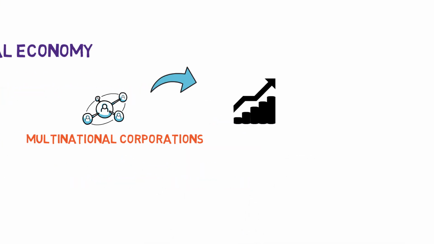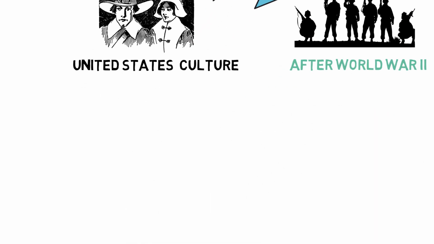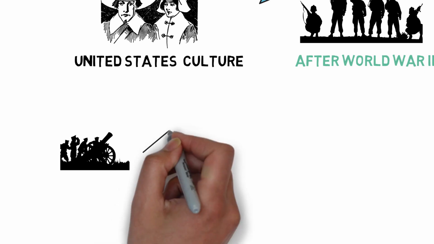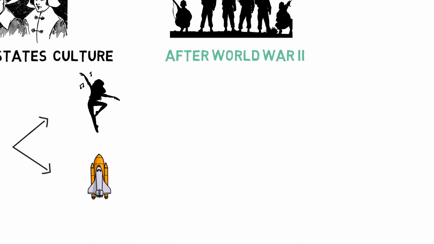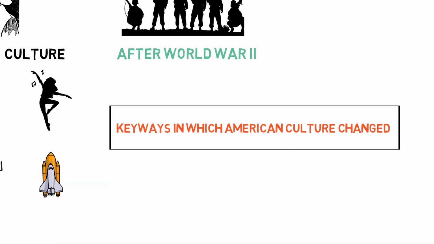The culture of the United States underwent significant changes after World War II, as the country emerged from a period of intense global conflict and entered a new era of prosperity and innovation. Here are some key ways in which American culture changed during this time.